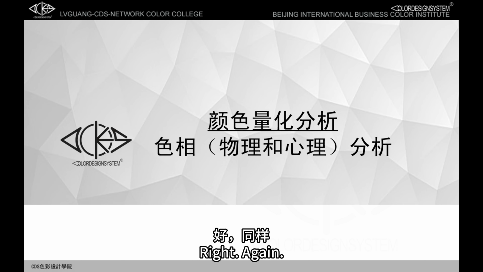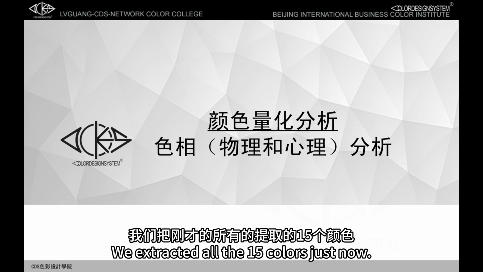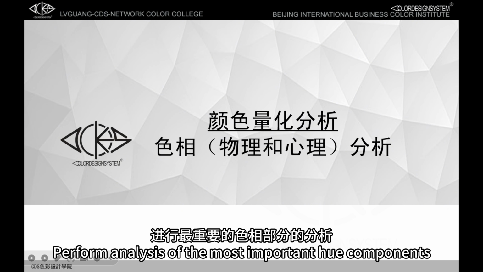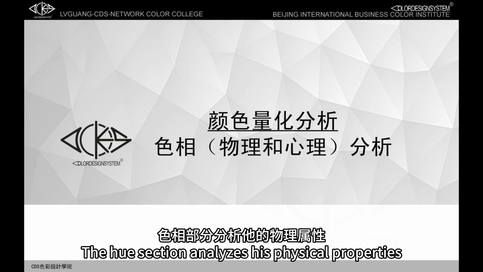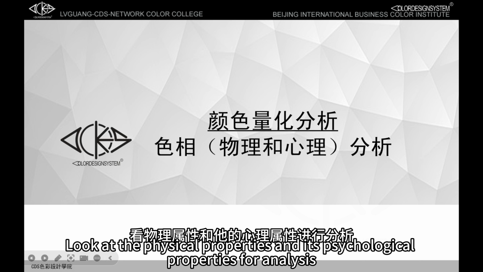Right, again. We extracted all the 15 colors just now. Perform analysis of the most important hue components. What is the analysis of the hue part? The hue section analyzes its physical properties. Look at the physical properties and its psychological properties for analysis.